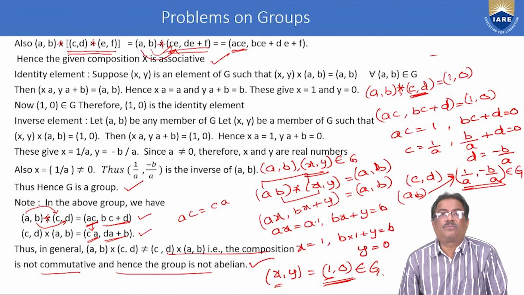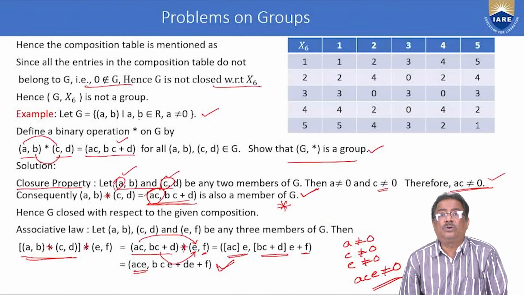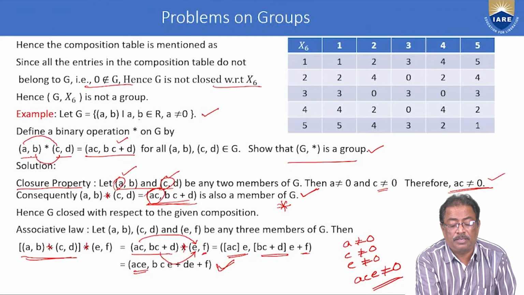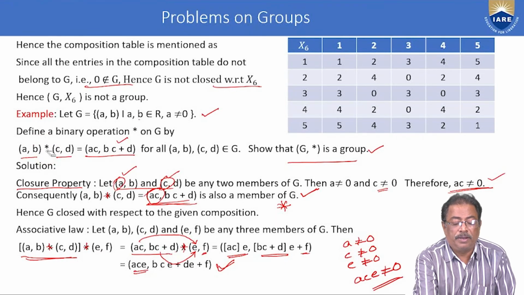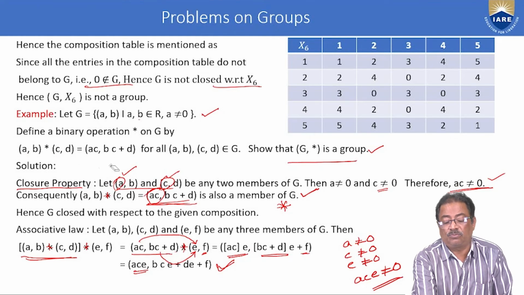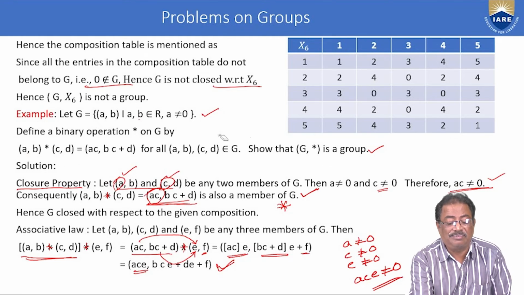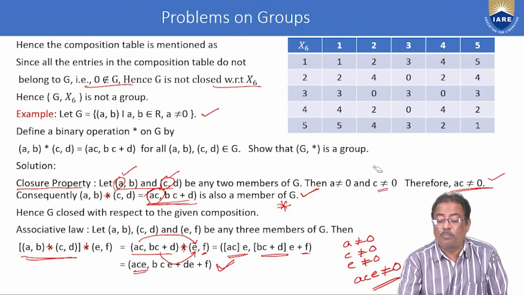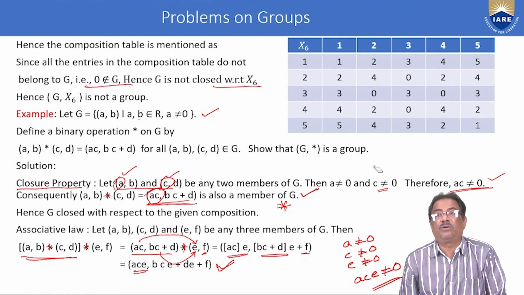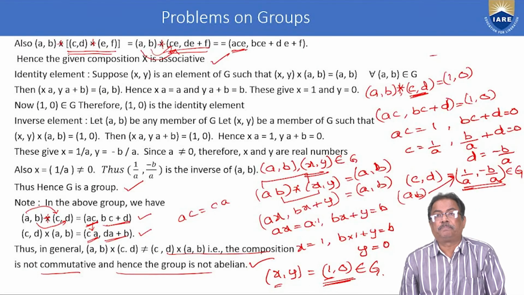So in this way we have to verify. Whatever binary operation is defined in the given example, by using it we have to verify under this composition whether it is a group or an abelian group. That we have to verify in this order.